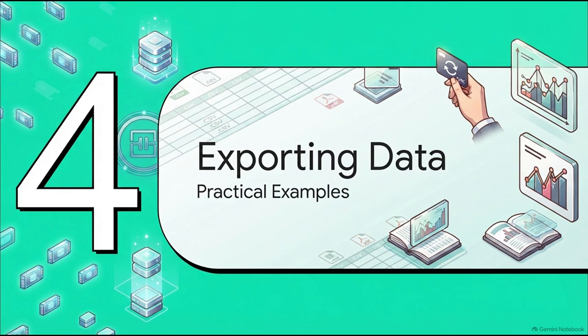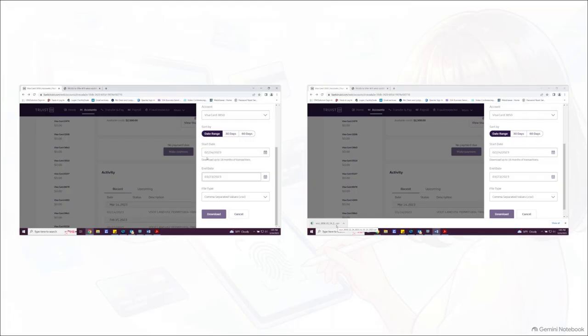Because sometimes, especially for business administrators or anyone with a complex budget, a static PDF just isn't going to cut it. Let's extract that raw data. So if you want the raw data, instead of going to the Document Center, just stay right there on the Activity page.